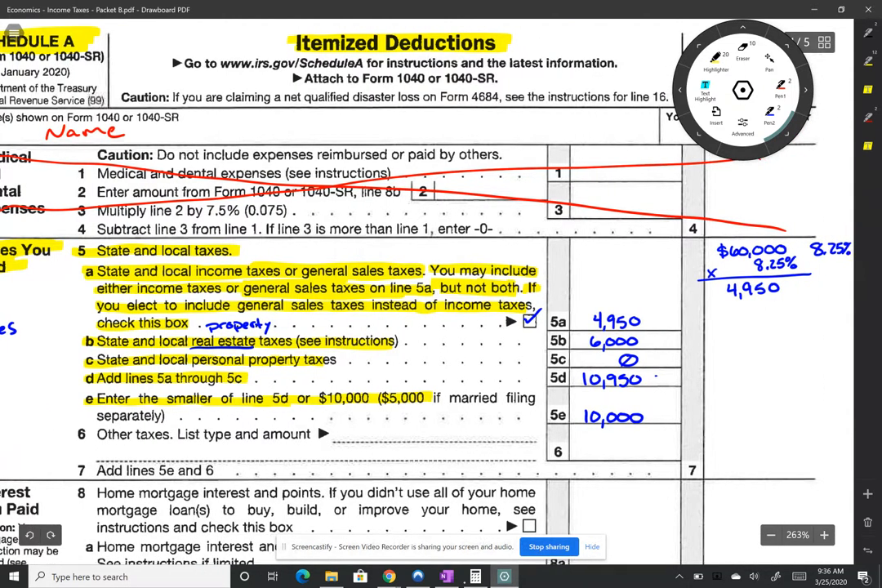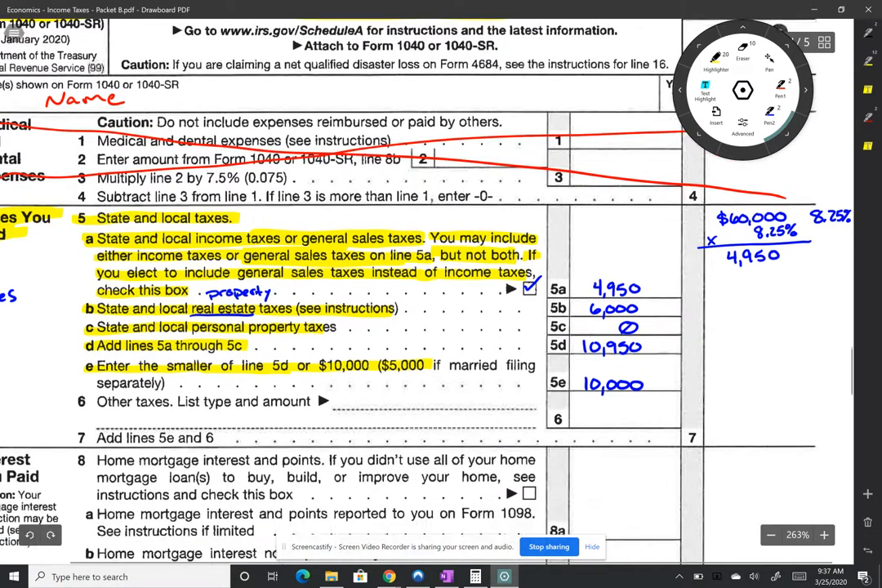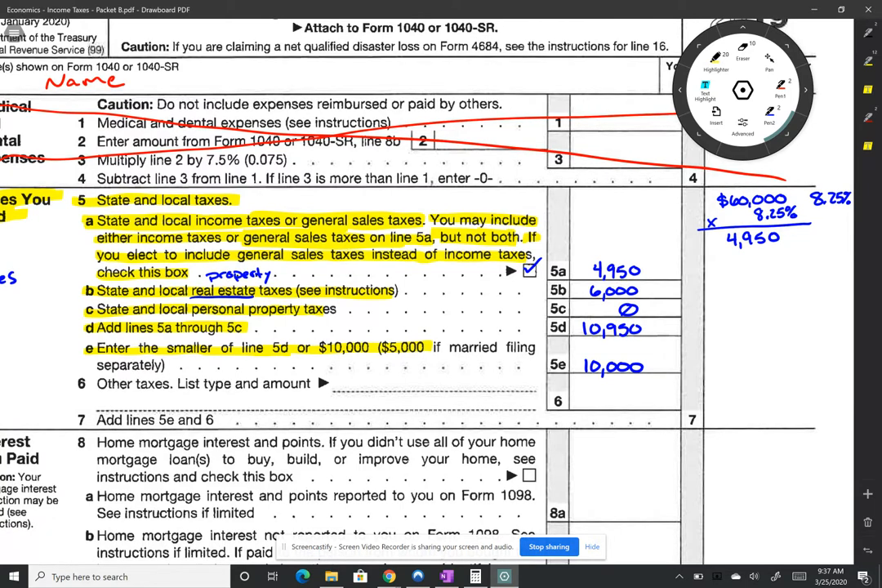That means we're limited to how much we can deduct from our state and local. So we're limited to $10,000. So we lose out on deducting $950 in this scenario. Okay, we lose that $950. Other type of taxes, we don't have any, so that's going to be 0. Okay, and then 7, add lines 5E through 6. So 5E and 6, well, 10,000 plus 0 is $10,000. Okay, let me go ahead and erase that.